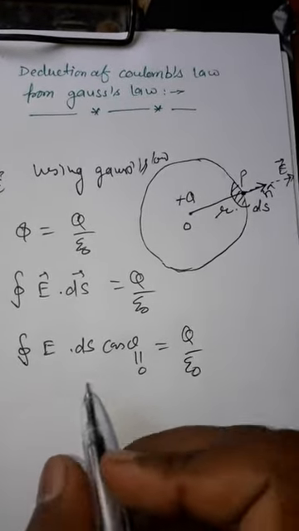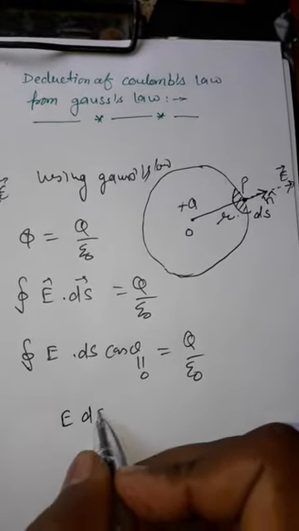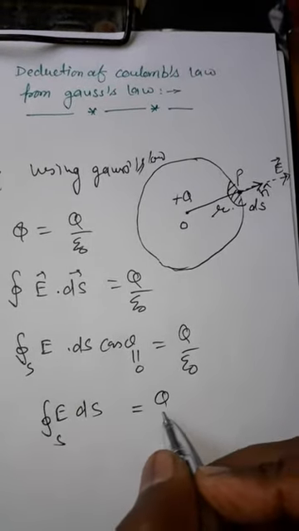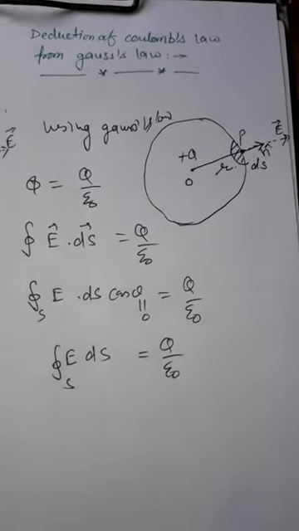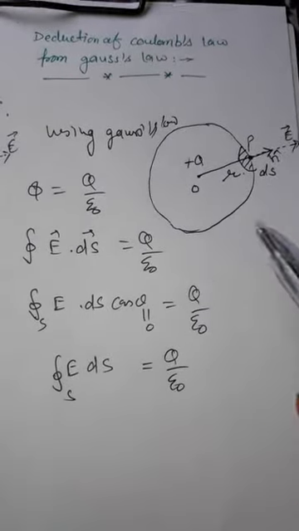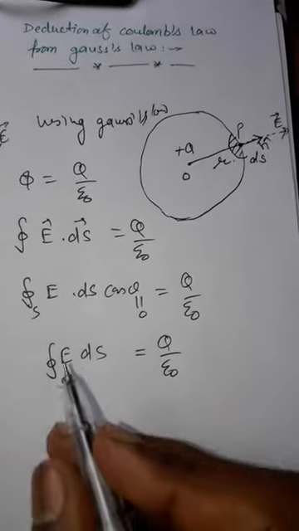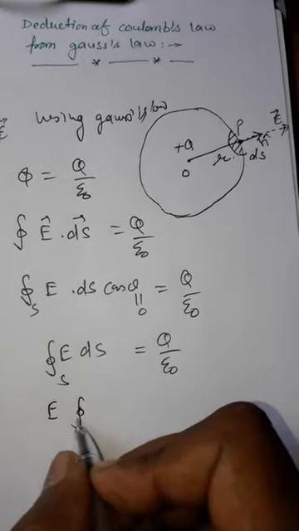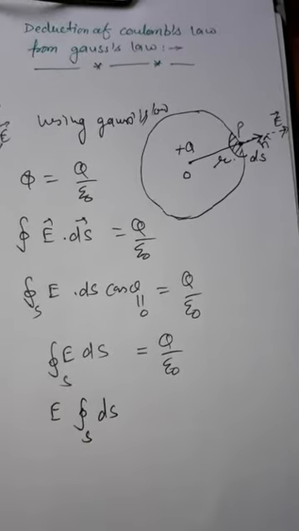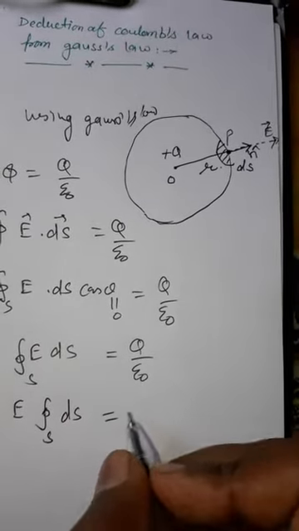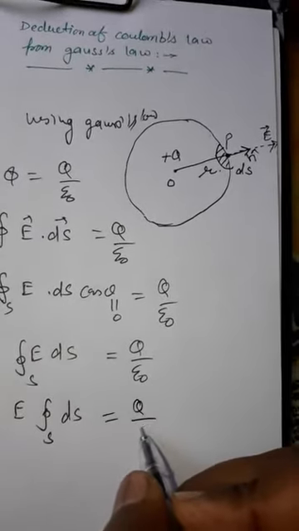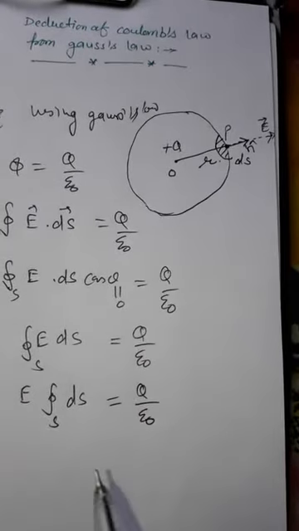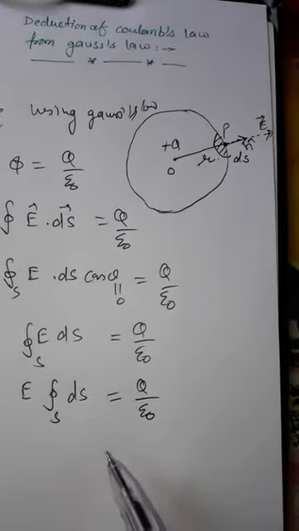So we can write it as the integral over surface S of E ds equal to q upon epsilon naught. Now as at every point of the surface E remains the same, meaning constant, we can take it out from the integral. So we remain with E times the integral of surface element ds equal to q upon epsilon naught, as this is the surface integral.